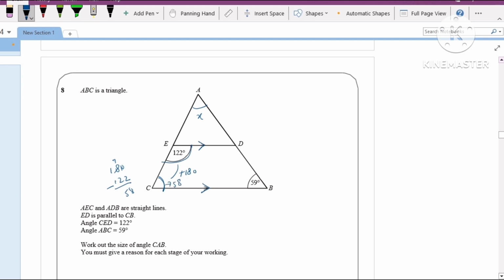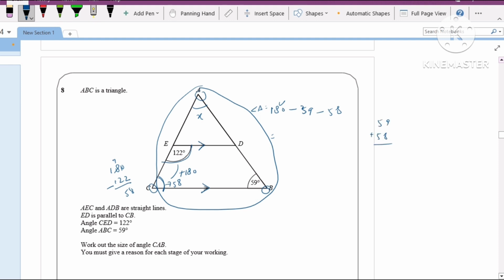Now you can consider the larger triangle. We know that the sum of these 3 angles is equal to 180. So it means for the angle A, you will take away 59 and 58 from 180. So you can add these two angles, then take away from 180. So 59 plus 58: 9 plus 8 is 17, carry 1, 5 plus 5 is 10, plus 1 is 11, 117.